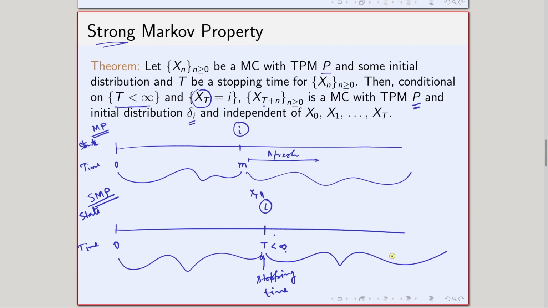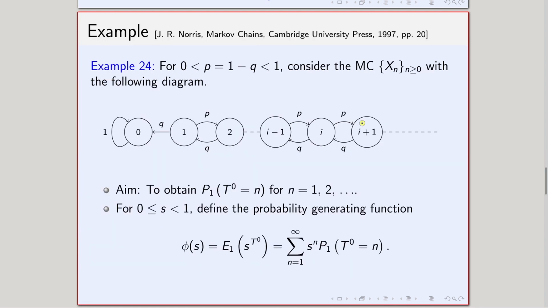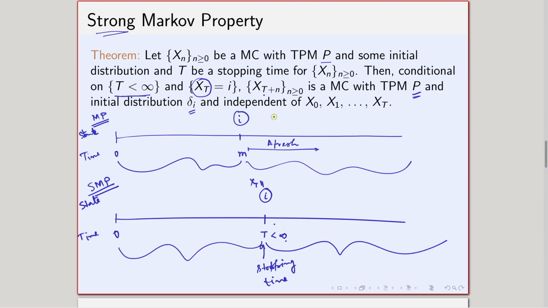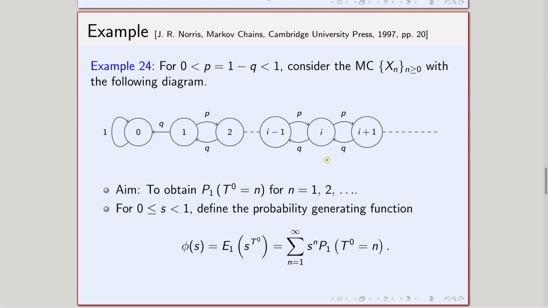Start from i, that means the initial distribution is delta i, and the independence was also there: X_0 to X_T, that is, the Markov chain in this part, is independent of the Markov chain in this part. Okay, so that happens. So let us proceed. Now let us proceed to an example where I can use the strong Markov property to solve the problem.